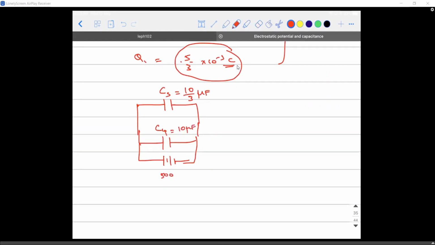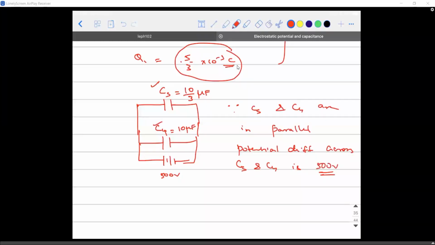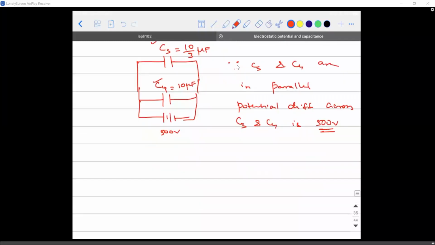So all these are connected across a potential source of 500 volt. Now, how are CS and C4 connected? They are in parallel. Since CS and C4 are in parallel, what can I say? The potential difference across CS and C4 is how much? It's 500 volt.